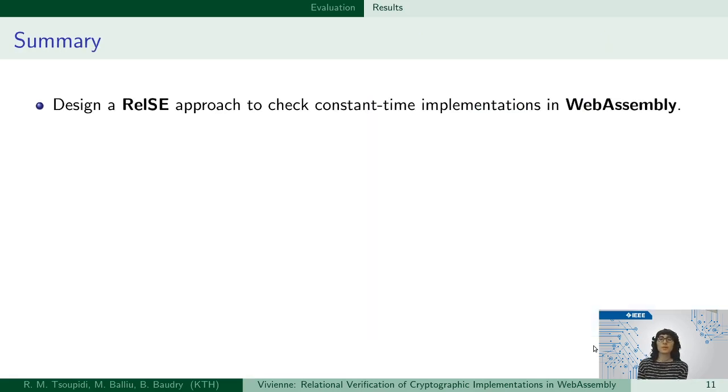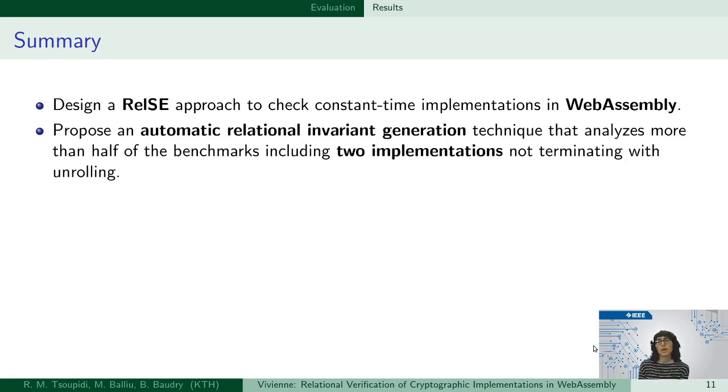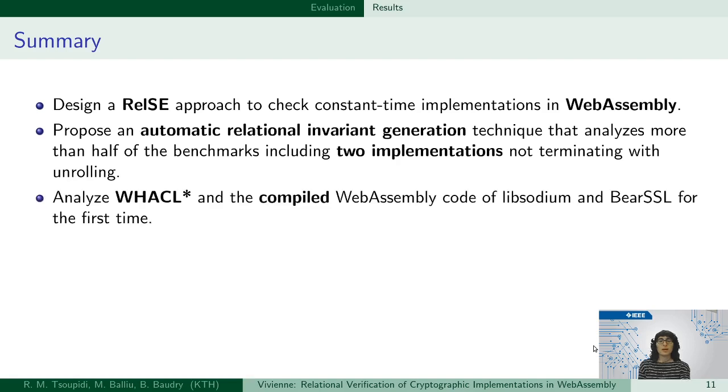To conclude, in this paper, we design a relational symbolic execution approach to check constant time implementations in WebAssembly. We propose a relational invariant generation technique that analyzes more than half of the benchmarks, including 2 implementations not terminating with unrolling. We analyze WebAssembly HACL*, and the compiled WebAssembly code of libsodium and BearSSL for the first time.